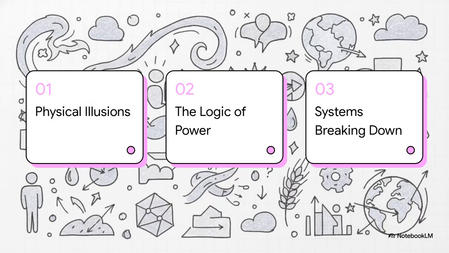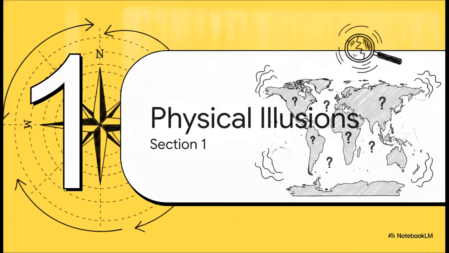So here is our quick roadmap for the explainer. Part 1 is the physical illusions. Part 2, the logic of power. And Part 3, the systems breaking down. Let's kick things off with Section 1, the physical illusions.